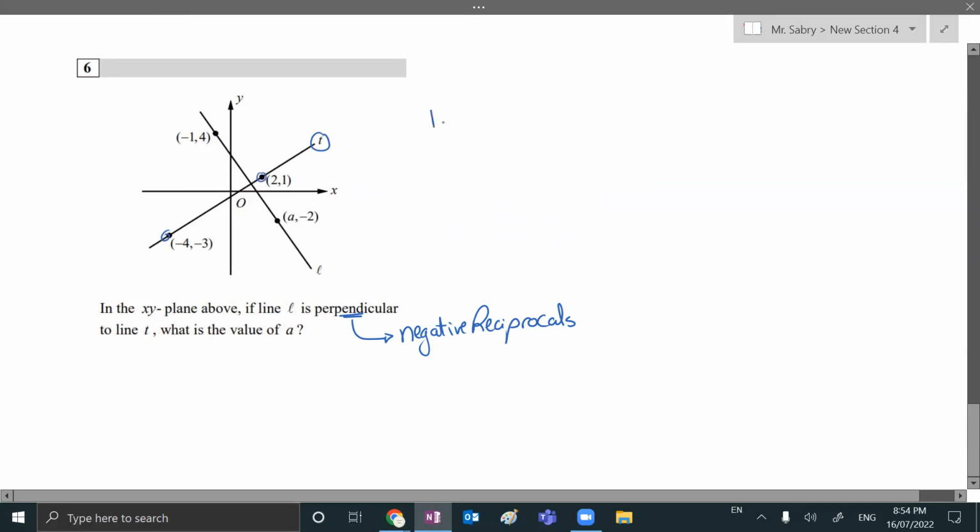I'll do y2 minus y1 over x2 minus x1. This should give me 4 over 6, which is 2 over 3. Remember, this is the slope of line T.